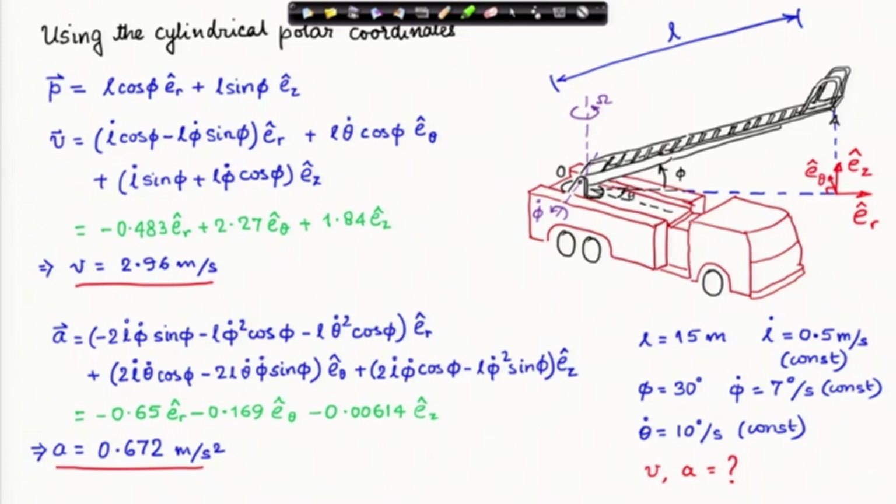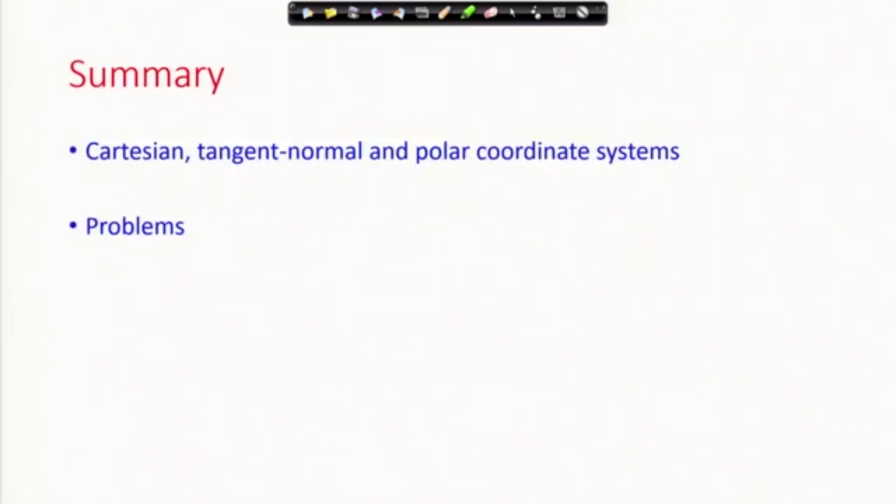So, that completes this problem, finding the velocity and acceleration of the point A at the end of the ladder. To summarize, we have discussed the Cartesian, tangent normal and the polar coordinate systems both in 2D and 3D, and we have discussed some problems. So, with that I will close this lecture.